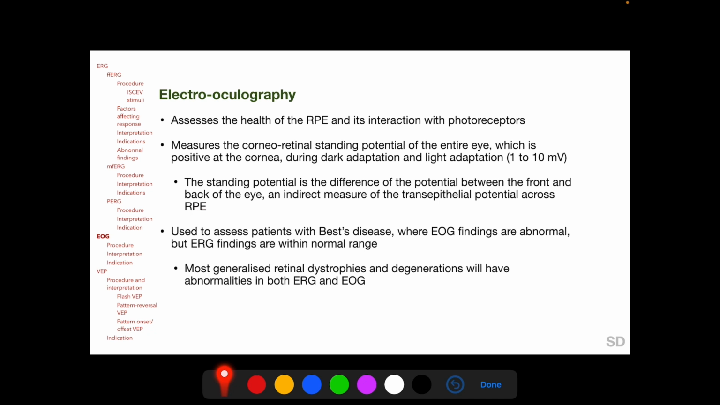The main indication of electro-oculography is to assess patients with suspected or diagnosed Best's disease, where EOG findings are abnormal but ERG findings are normal. Other than Best disease and related disorders, most generalized retinal dystrophies and degenerations will have abnormalities in both electroretinography and electro-oculography, and this is very important to remember.